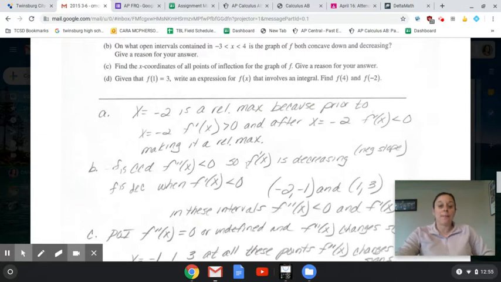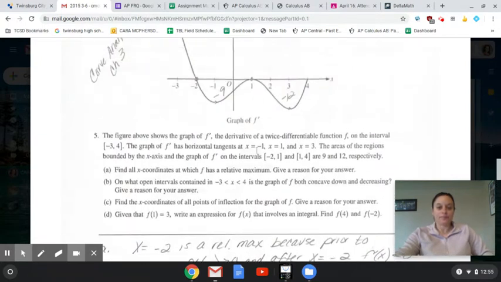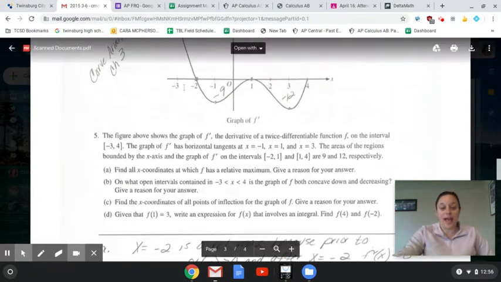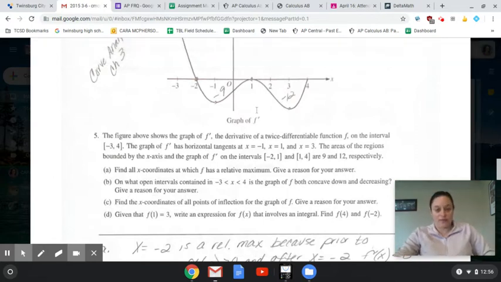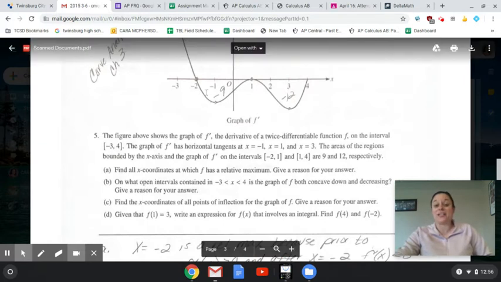So if I'm looking at a picture here, the first derivative is negative anytime it's under the x-axis. So basically everything here from -2 to 4 is negative because it's under the x-axis. As far as when the second derivative is negative, it needs to have a negative slope, meaning it has to be decreasing.